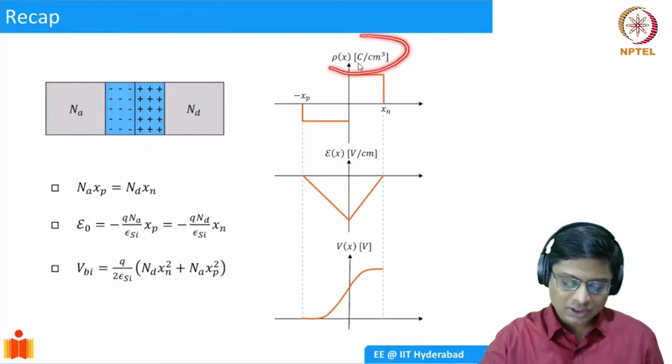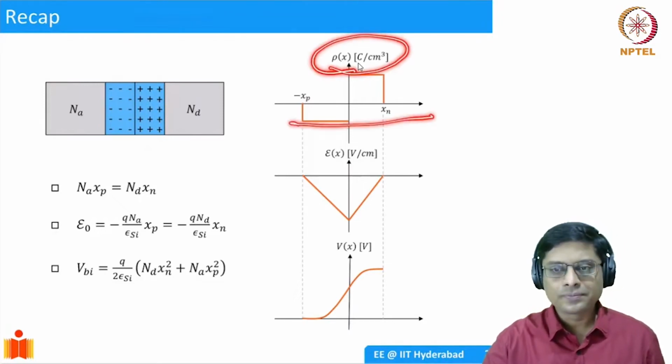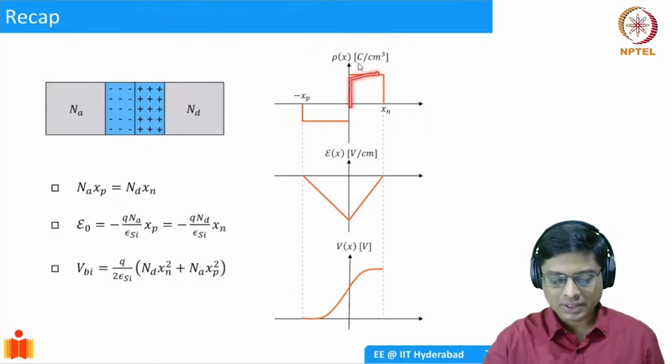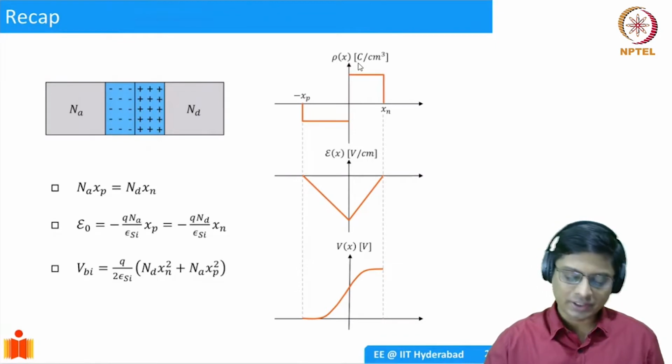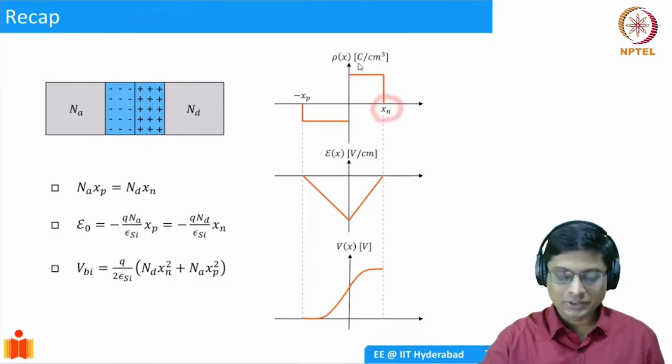For example, here, charge as a function of x. We said that there is a positive charge, and this is uniform here because this is coming from the uniform doping of the semiconductor, right? And we labeled the edge of the depletion region as xn, and on the other side we called it xp.